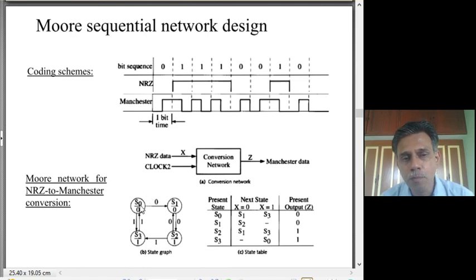Now, if a new bit comes, if it is a data bit 0, then in terms of this clock 2, there will be a 0 followed by a 0.